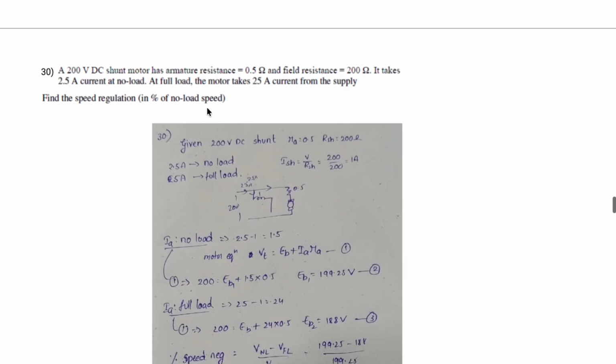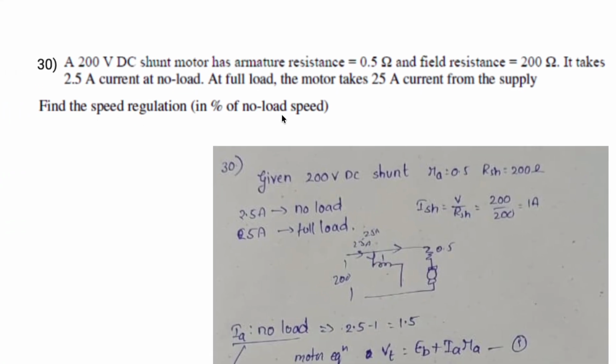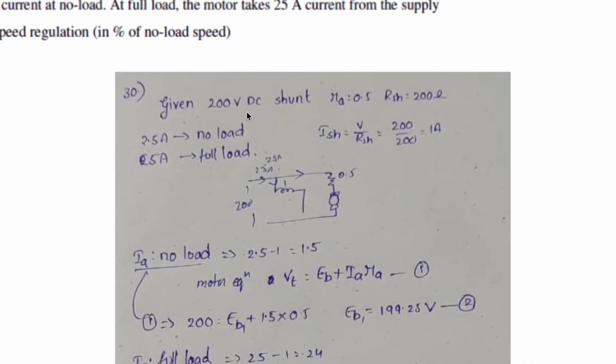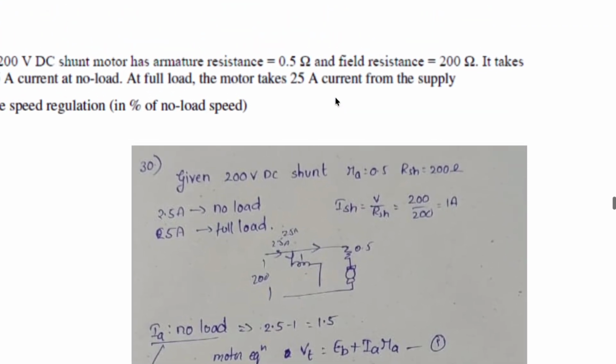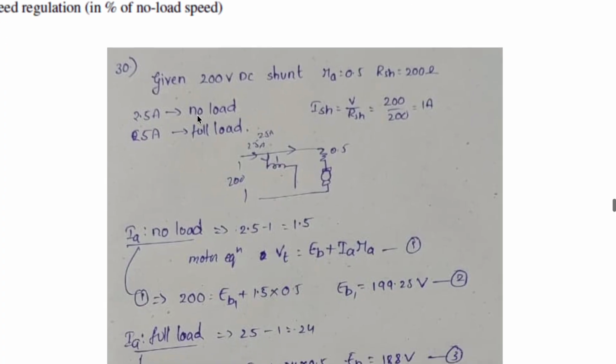Moving on to the next question. A 200 volts DC shunt motor has armature resistance 0.5 ohms and field resistance 200 ohms. It takes 2.5 amperes at no load. At full load, the motor takes 25 amperes from the supply. Find the speed regulation. So it is a DC shunt motor with armature resistance 0.5 ohms and shunt resistance 200 ohms, 2.5 amperes at no load and 25 amperes at full load. Calculating the shunt current, 200 by 200, 1 ampere in every load flows through the shunt resistance.